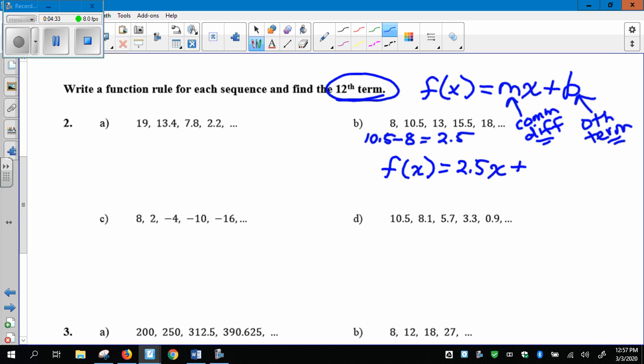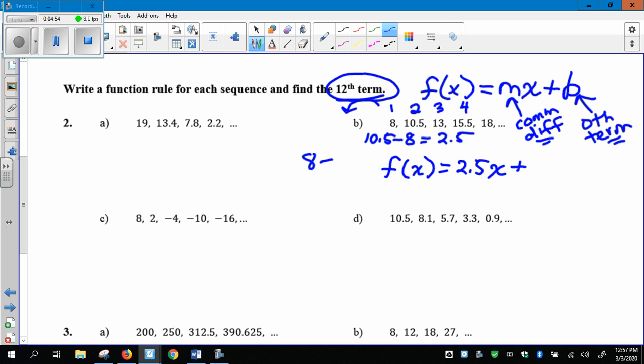Now I just have to figure out what my 0th term is. So 8 is my first term, 10.5 is my second, 13 is my third, 15.5 is my fourth, and so on. I need the 0th term to write the formula, so I need to go back 1. Since I'm adding to go forward, I'm going to subtract to go back.